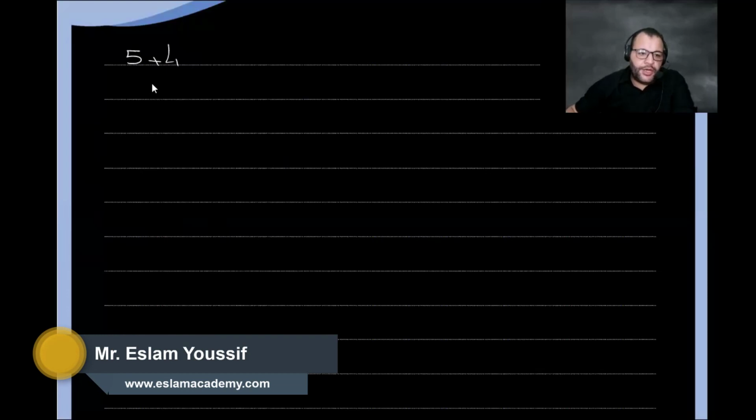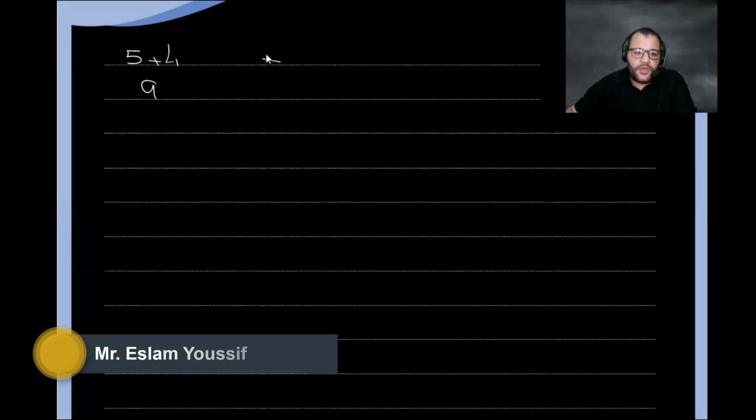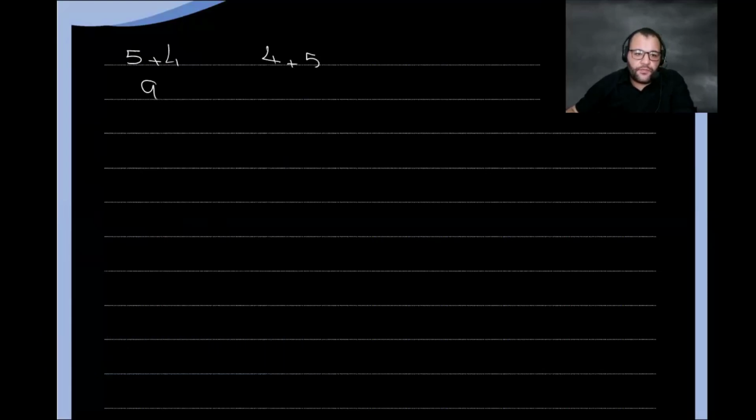It equals 9. When I say 4 plus 5, it equals 9. So it will be the same. When I say 5 plus 4 and 4 plus 5, both of them are equal. Both of them are the same. Is it right? So there is no difference between 4 plus 5 and 5 plus 4. This property is called commutative property.